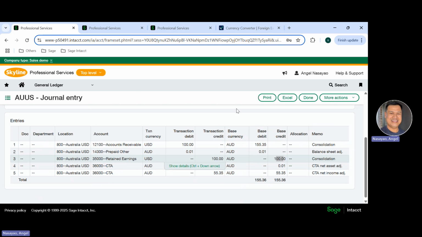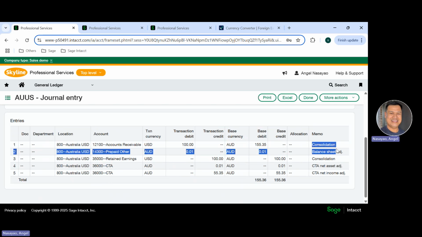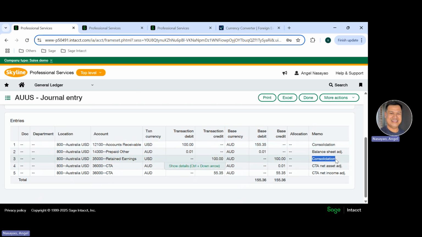All right, so the purpose of this demonstration is for us to see the memo in here as well. So consolidation, you will see here consolidation. For every transaction that is being consolidated, or any transaction done in the month of consolidation, you will be seeing a memo there as consolidation. That's just how it works.